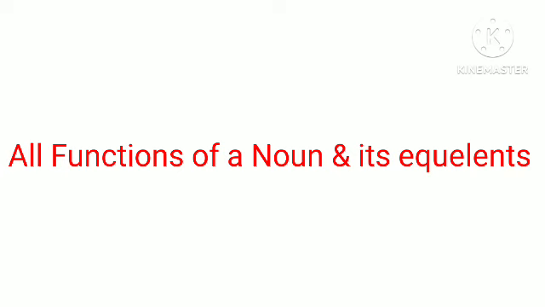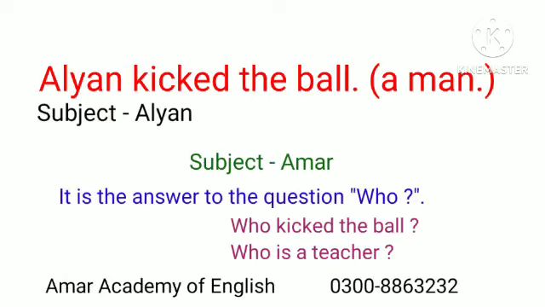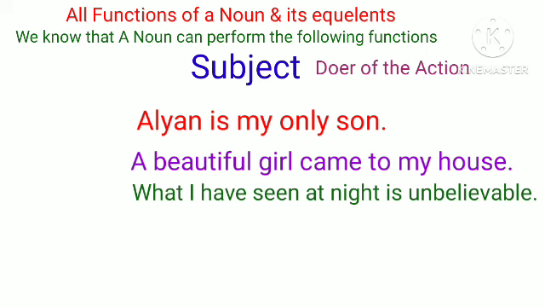Okay, gentlemen, let's discuss a very simple but very important topic of English grammar, and that is all functions of a noun. One way that a noun can be used is as a subject. The subject is the doer of the action. The examples are: Alian is my only son. A beautiful girl came to my house. What I have seen at night is unbelievable.